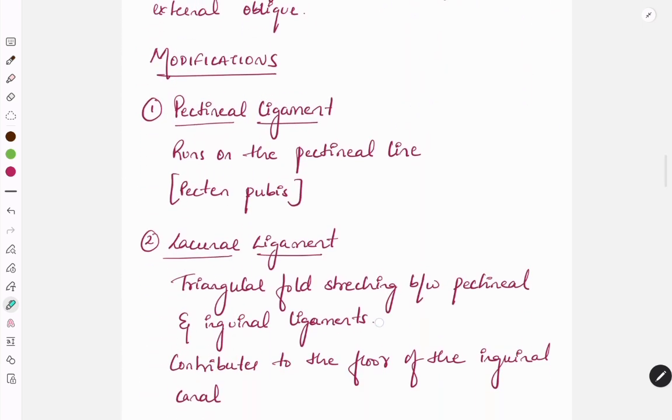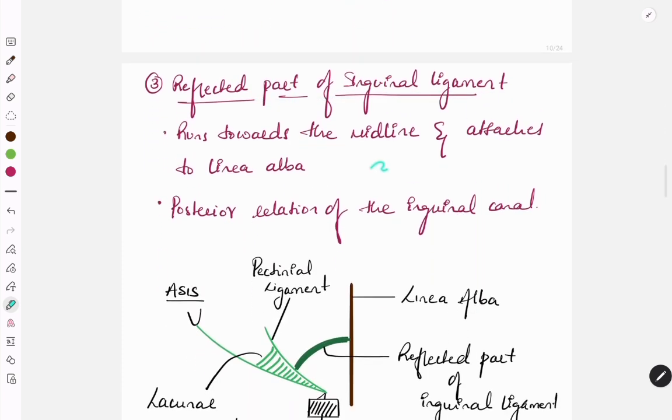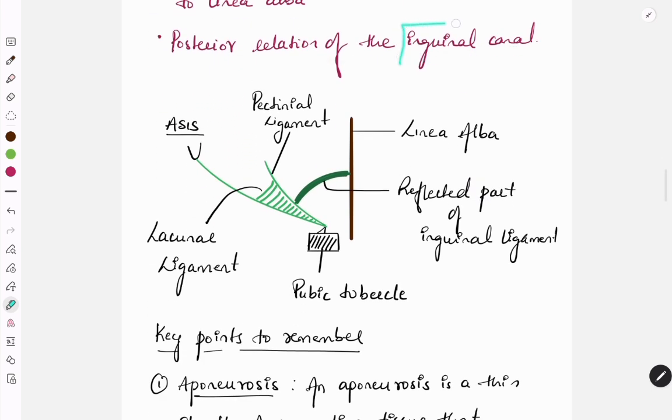Okay, so moving on, next is the reflected part of the inguinal ligament. It runs downwards, it runs towards the midline and attaches to the linea alba. See, it runs towards the midline and it attaches to the linea alba. It forms the posterior relation of the inguinal canal. We already saw it in the relations of the inguinal canal.